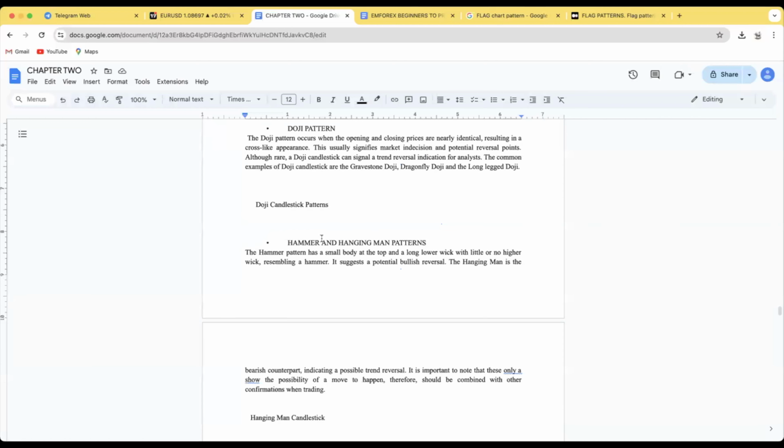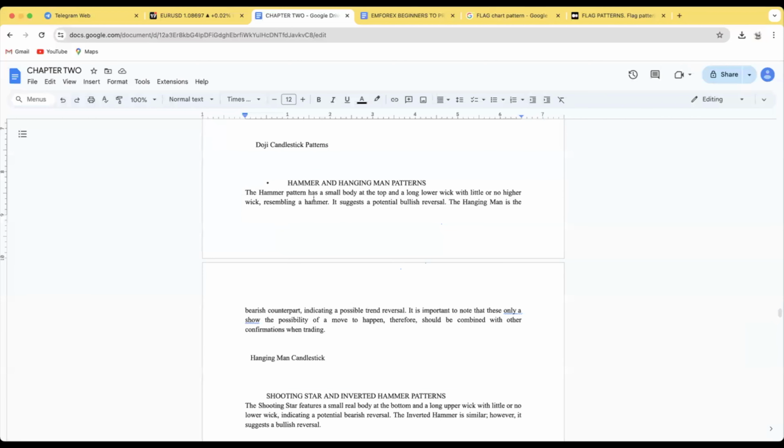Let's go on to the next one. We have the hammer and hanging man. The hammer pattern has a small body at the top and a longer wick with little or no high wick, resembling a hammer. It suggests a potential bullish reversal. The hanging man is the bearish counterpart, indicating a potential trend reversal. It's important to note that this only shows the possibility of a move happening, therefore it should be combined with other confirmation when trading.